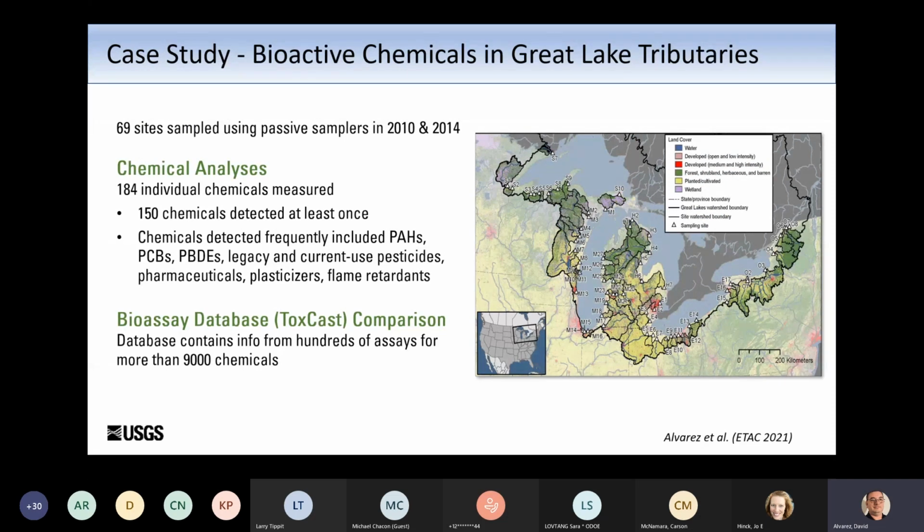An example of linking the chemistry to the biology was a study that we did using SPMDs and POCIS, where they were deployed at 69 sites over a 2-year period in tributaries across all 5 of the Great Lakes. 150 of the 184 chemicals targeted were detected at least once, and typically, as you would expect, were highly complex mixtures of chemicals. The chemical data was then entered into the ToxCast database from EPA, which contains toxicological information from hundreds of assays for over 9,000 chemicals.